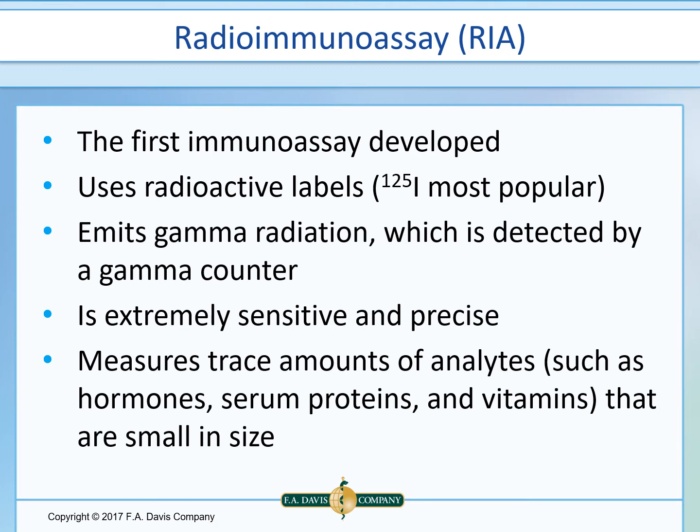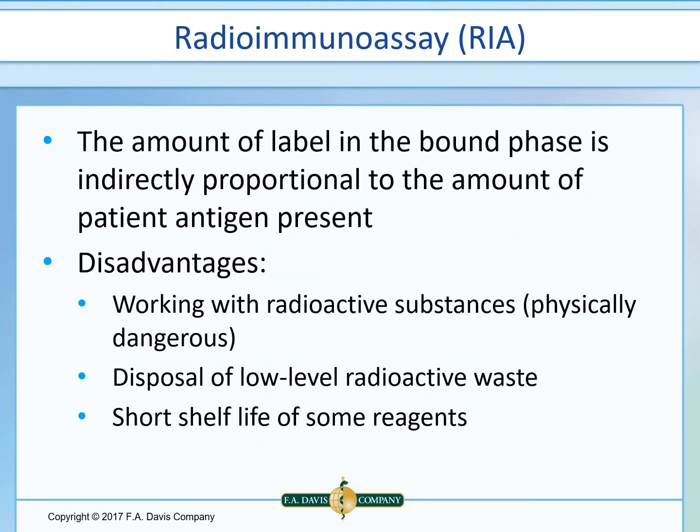Although this method is extremely sensitive and precise, as you would imagine, the major disadvantage is the health hazard involved in working with radioactive substances. Disposal issues, short shelf life, and the need for expensive equipment have caused the lab to utilize other techniques for identifying analytes in low concentrations. With radioimmunoassays, the amount of label in the bound phase is indirectly proportional to the amount of patient antigen present.